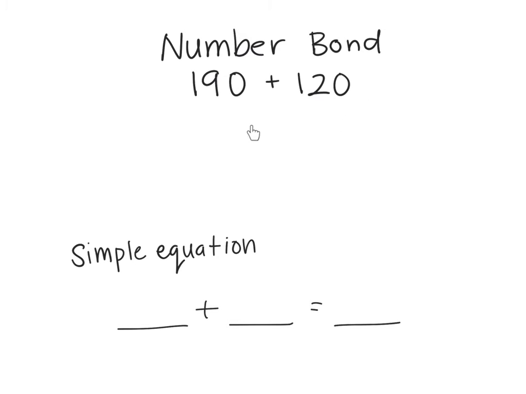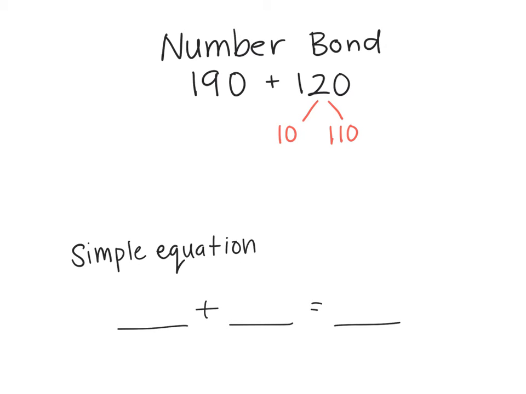So what I'm going to be doing is finding a way to turn 190 into 200 by borrowing a 10 from my 120. If I were to write this out in a number bond, that'd be like saying I have 10 and 110, because 110 plus 10 more equals 120.